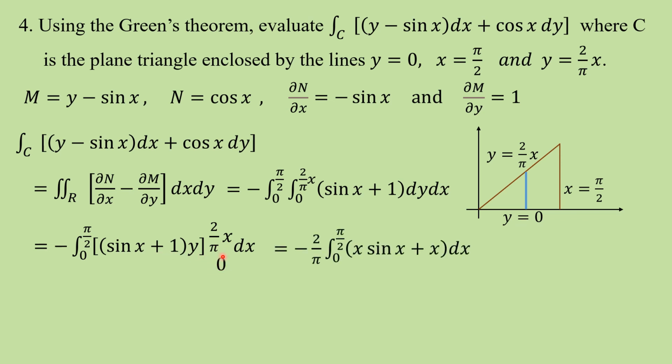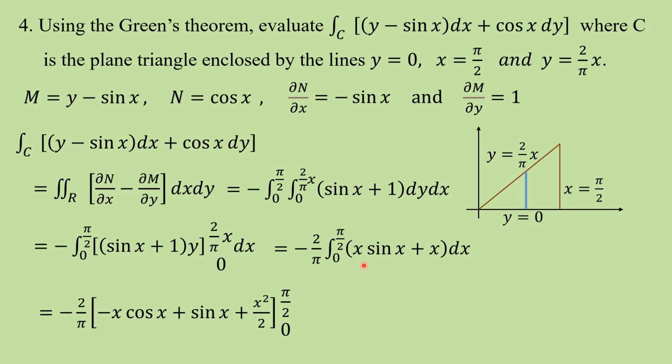So I have 2 by pi common, you can take it out. Already I have a minus sign outside. So I just want to integrate finally x sin x plus x with respect to x between the limits x equal to 0 to pi by 2. So for x sin x, integration by parts, I can write it as x into the first function times the integral of the second, that is minus cos x, minus the integral of the second, that is minus cos x, into the derivative of x, which is 1.